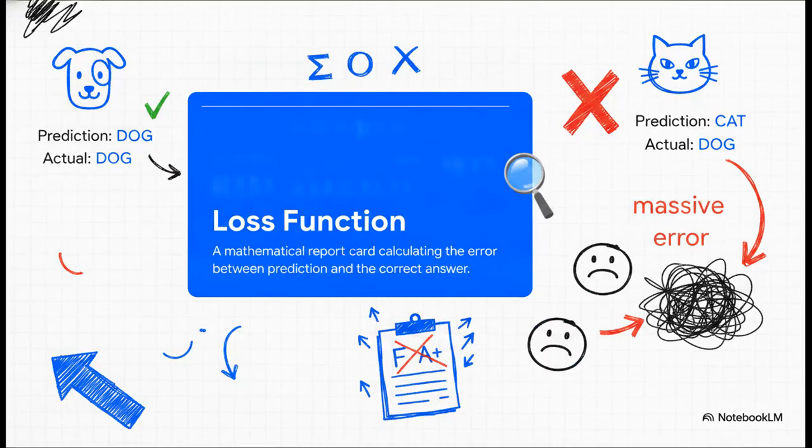And we measure that accuracy using something called a loss function. Think of the loss function as the ultimate report card for our neural network. The network's prediction is strictly compared against the actual correct answer. If the image was a dog and the network predicted dog with high confidence, the loss function yields a tiny error. Great job, network. But if it predicted cat, the loss function returns a massive error. It essentially yells at the network, hey, you performed poorly, your weights are totally wrong, and you need to improve right now.